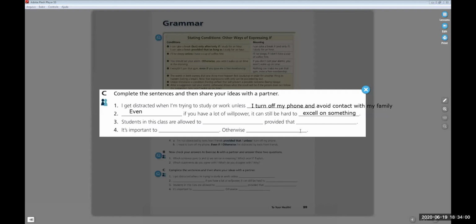Juliana, can you complete number 3 for us, please? Are you there? Yes, teacher. Oh, yes, sweetie. Students in this class are allowed to only if, provided that. Remember your school, the school where you work. Students in that school are allowed to only if.